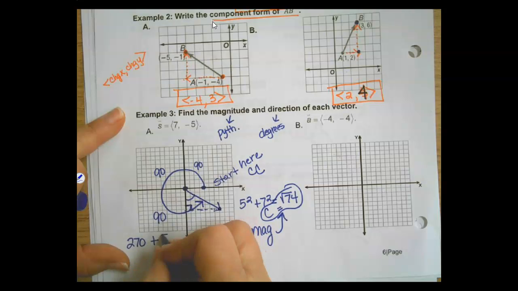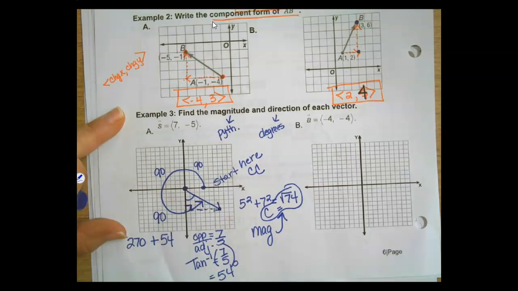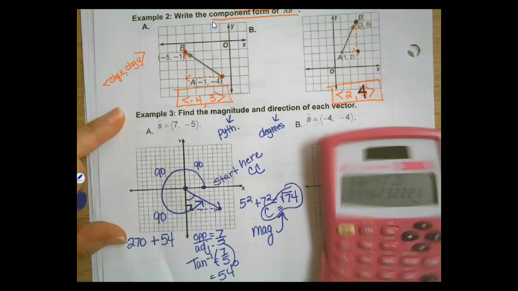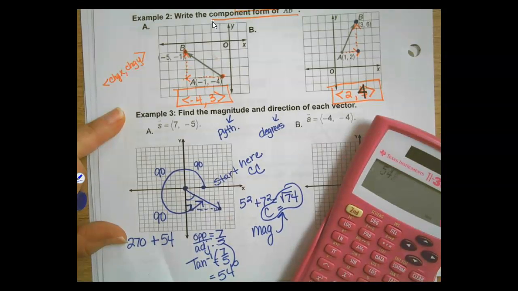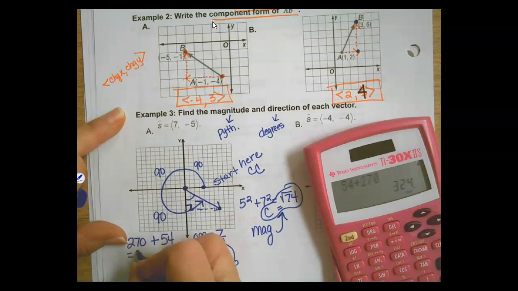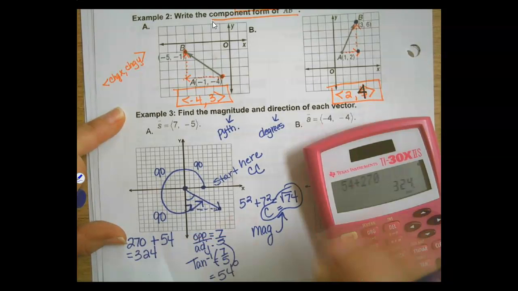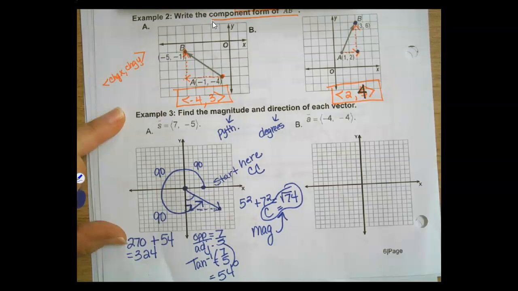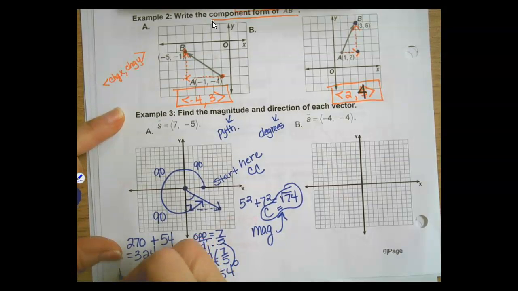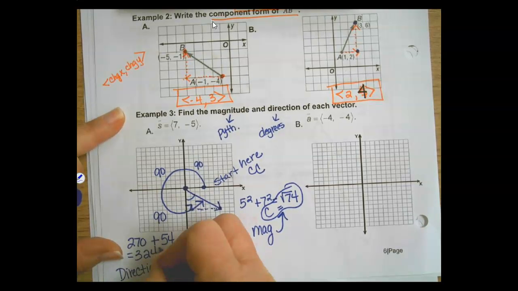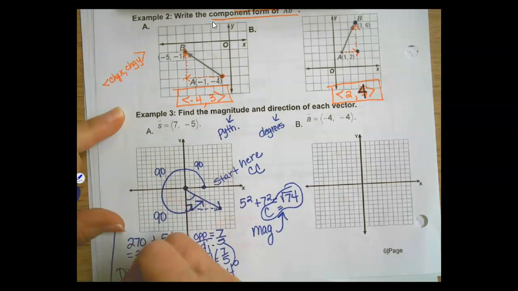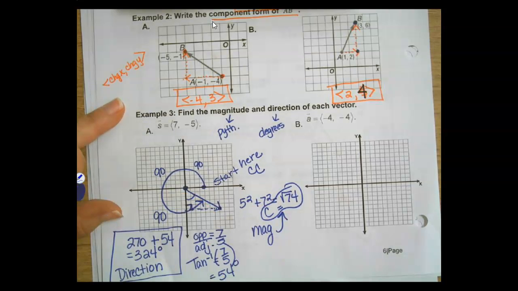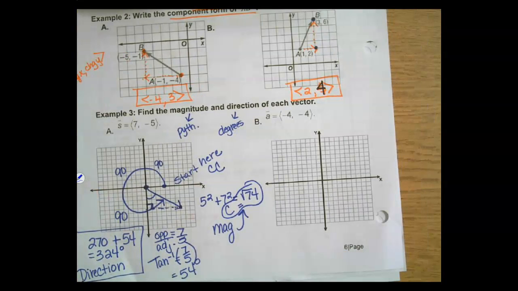So we need to add that to this. So it's all the way around. So 54 plus 270 equals 324. And that is our direction in degrees. Yes, it was a lot. Not bad, but a lot.